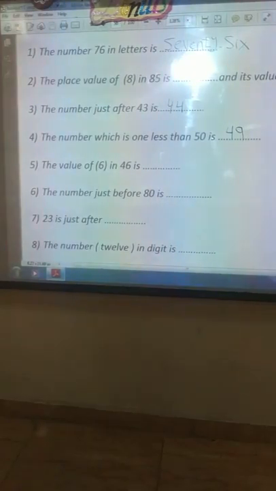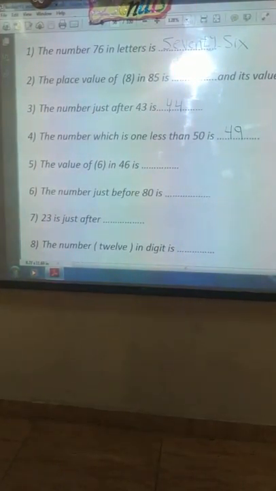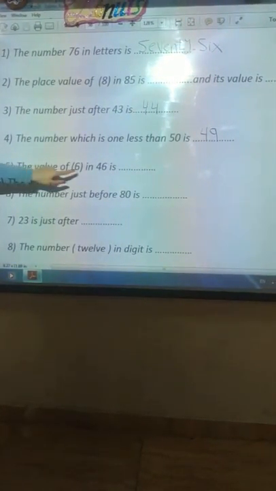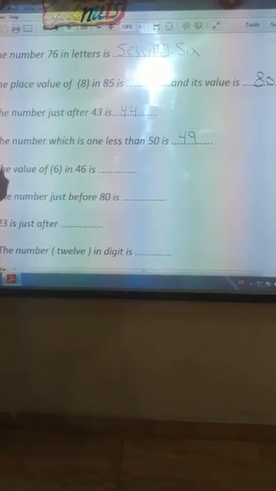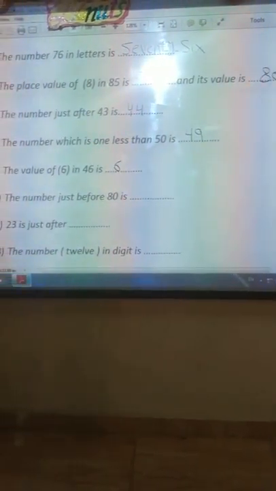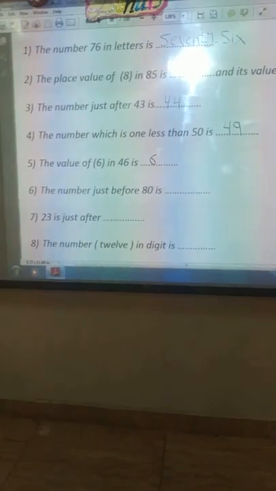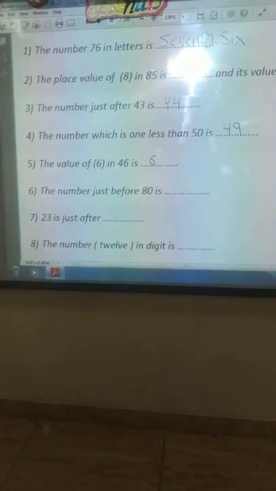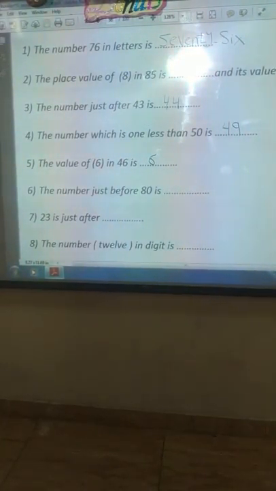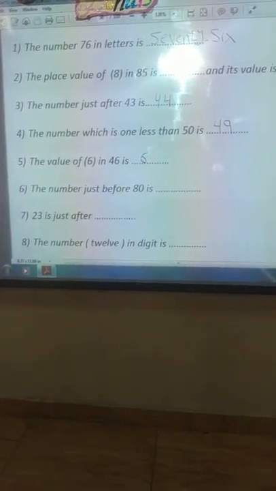The value of 6 in 46 is the value. 6 in the units, so 6. The number just before 80. Before 80 what? 79. Good job.